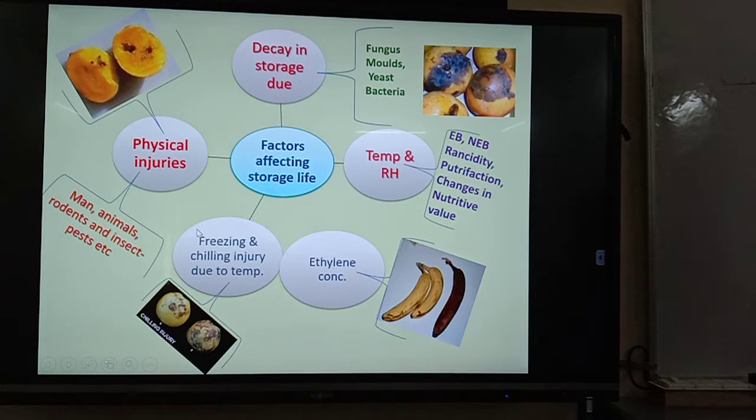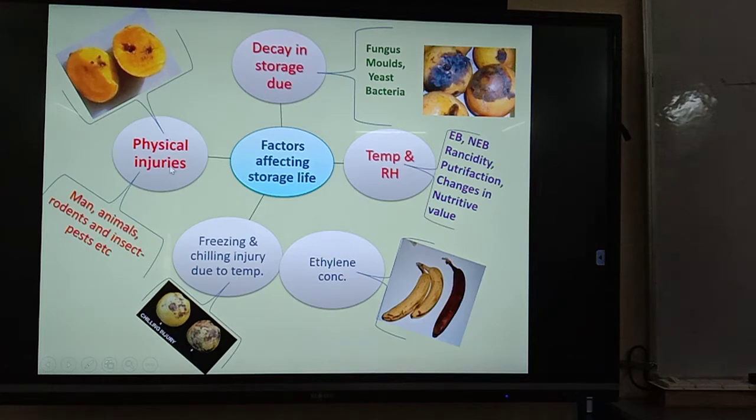Then another is the freezing and chilling injury due to temperature, especially due to low temperature. And I told you that there is a specific temperature for each particular crop. So we have to keep in mind what kind of temperature the crop requires, and keep that particular commodity at that temperature. Otherwise, there may be chances of such chilling and freezing injury.